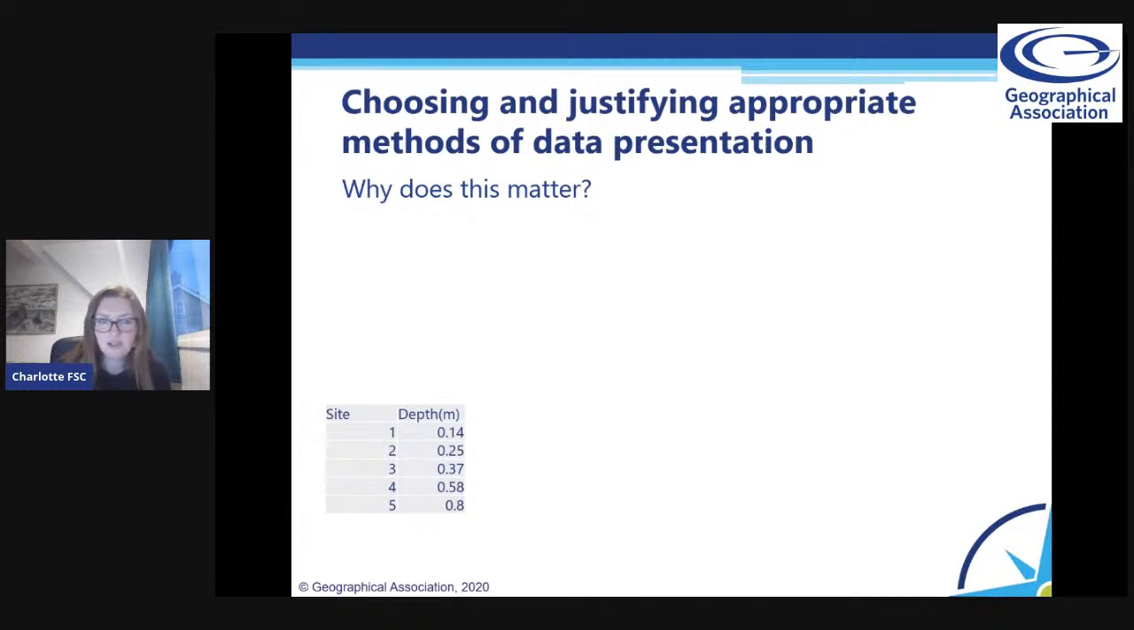Now that's fine. So if you're given a data set, you may well be able to name what type of data it is. But how does that help us with our graphical skills? Well, let's see why that matters here. On the screen, you should be able to see, again, some river data. I'm just using this simple example. I've got 5 sites on my river, and we've measured the depth at those 5 sites, and it's shown there in a table.